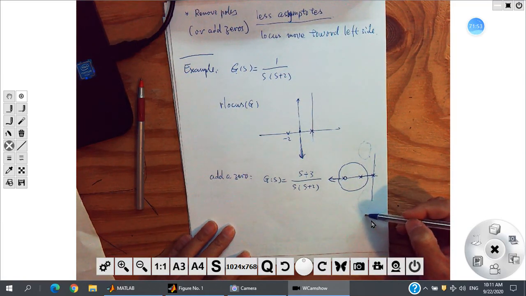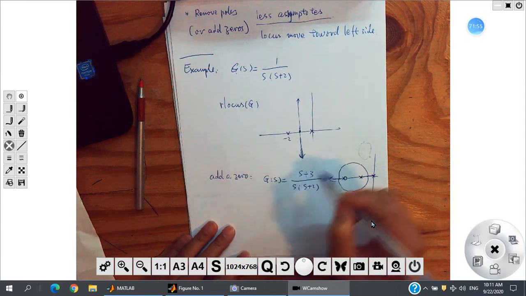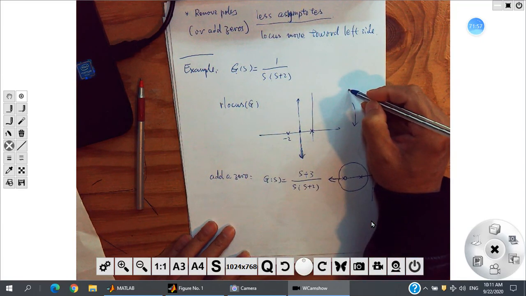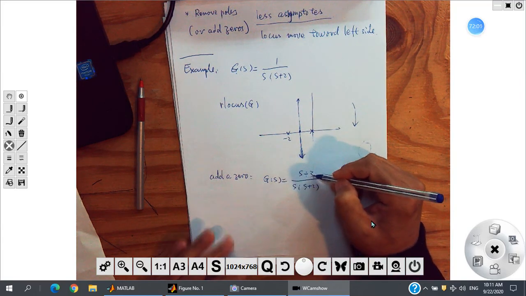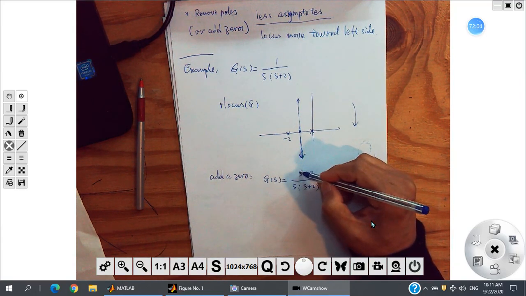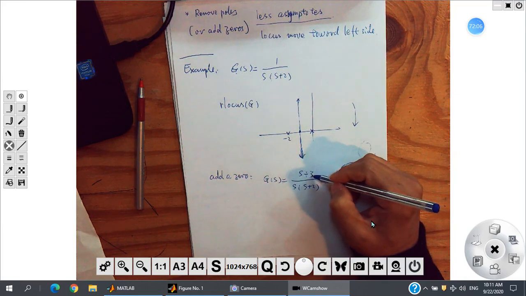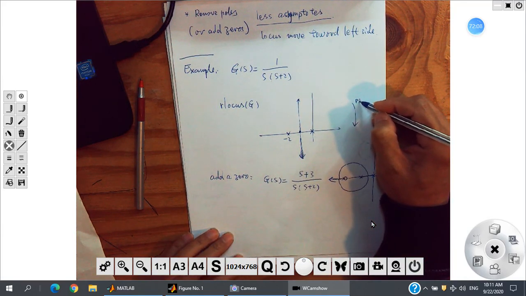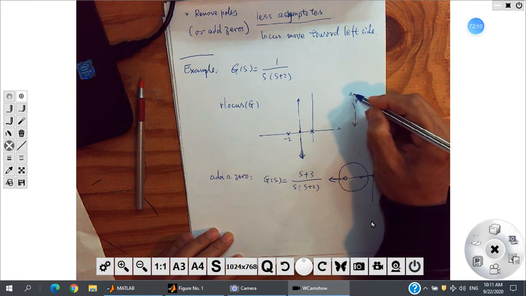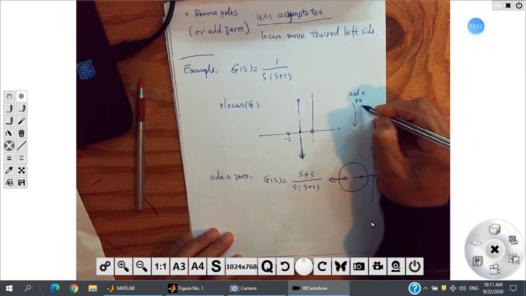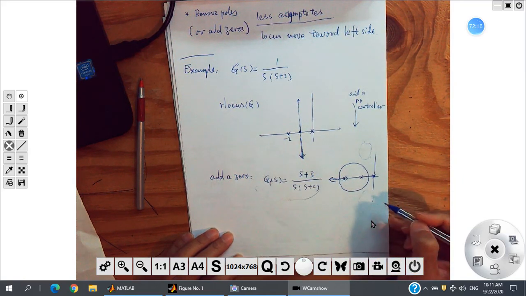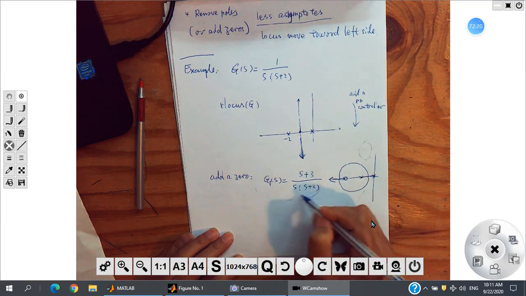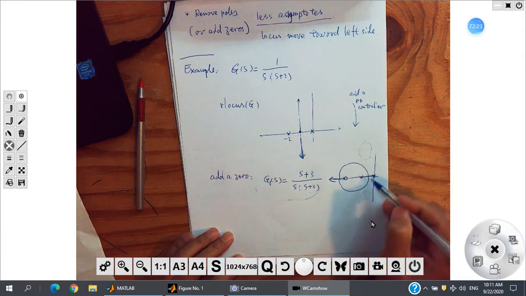So from here to here, this seems like using a controller, right? I have a controller of s plus 3. So this is a derivative and this is a proportion. This is a PD controller, right? Add a PD controller. With the PD controller, I say this is G1. Okay, G1 is this, so it looks like this.